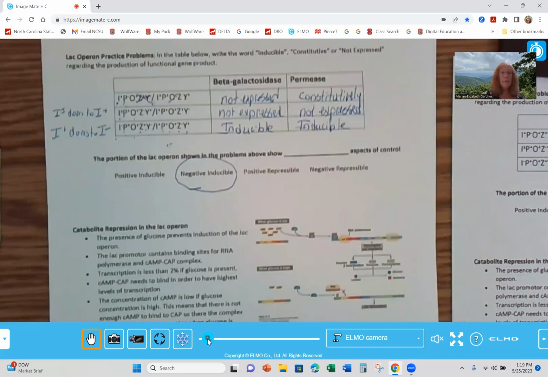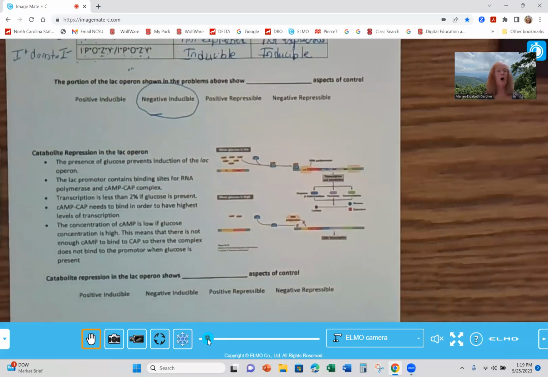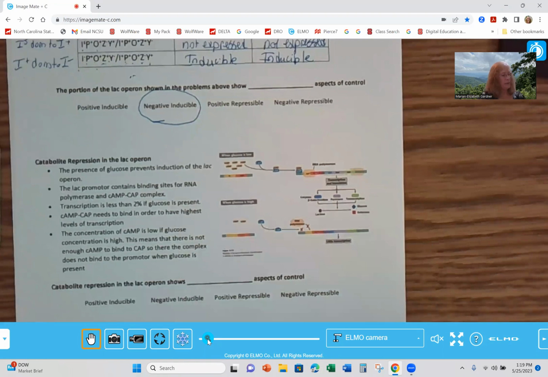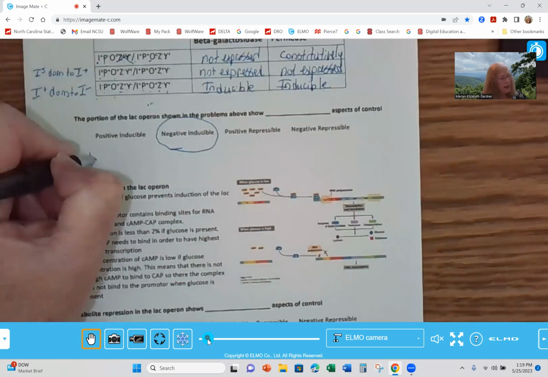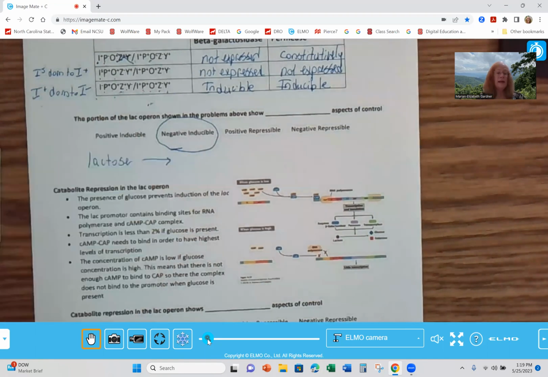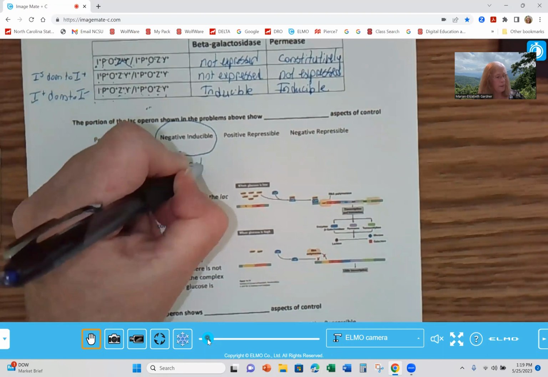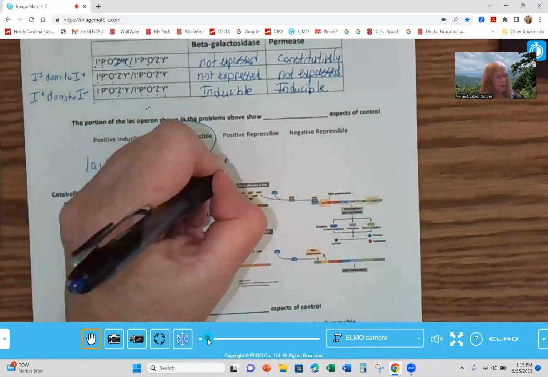Well, there's a little bit more to this lac operon. We also have something called catabolite repression. If we think of breaking down lactose, it gets broken down by the enzyme beta-galactosidase into galactose and glucose.